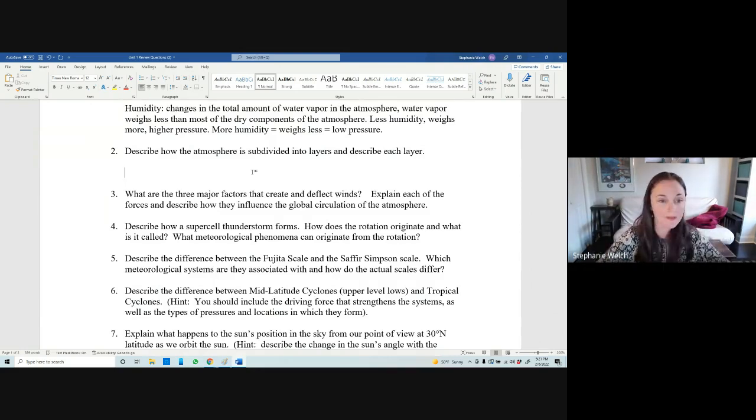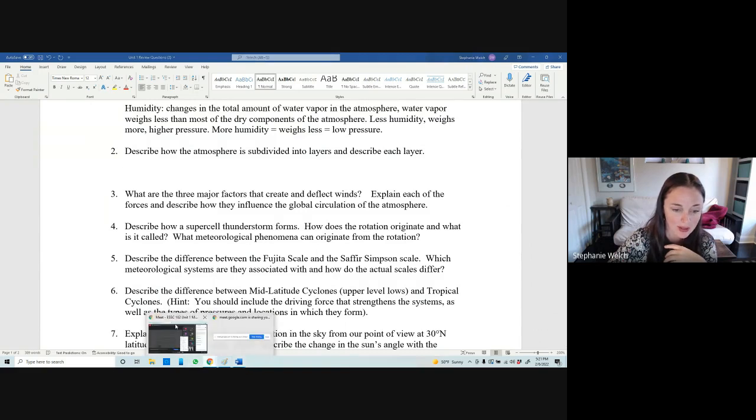That's a good start. Describe how the atmosphere is subdivided into layers. Describe each layer. Now, the first part of this question is actually the most important. The atmosphere being subdivided into layers is important because we know why it's subdivided into those layers, why we distinguish each of these 4 layers. And then we go about describing the layers and naming them.